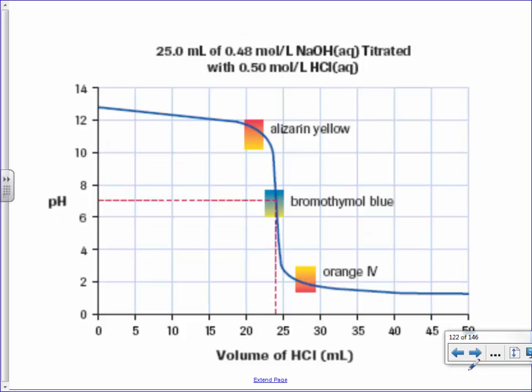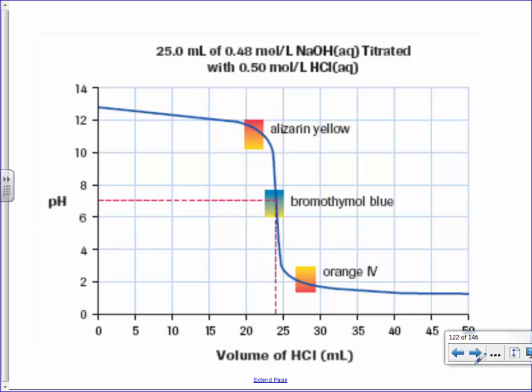Okay. How do you know when you've reached this inflection point? How do you know when to stop doing your titration? Well, we usually use indicators. The most common indicator that we use is phenolphthalein. But truth be told, phenolphthalein is actually kind of cheating a little bit.